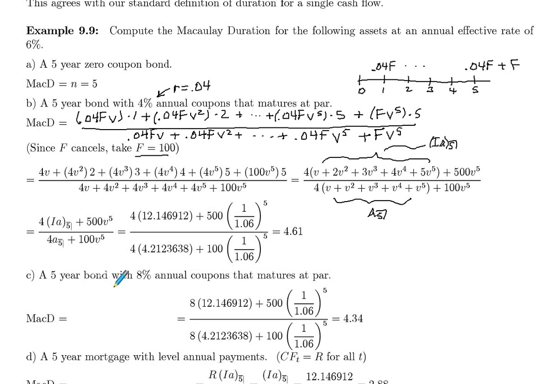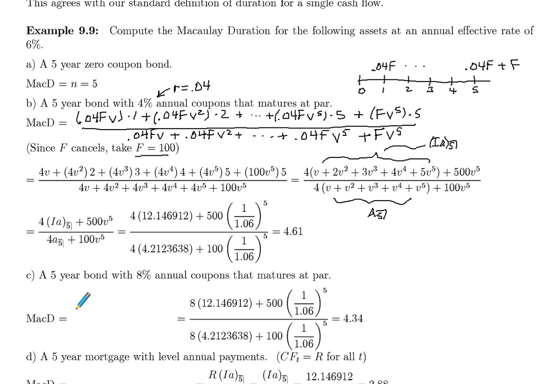All right, what about a 5-year bond with 8% annual coupons? So same situation as we had up here, but now we're doing 8% coupons instead of 4% coupons, still annual coupons. Well, we're going to get this same pattern here, except it's going to be with a 0.08. And then all this is going to be the same, except it's going to be 0.08. So when we get to this step here, the only thing that's going to change is that this is going to be an 8, and this is going to be an 8.